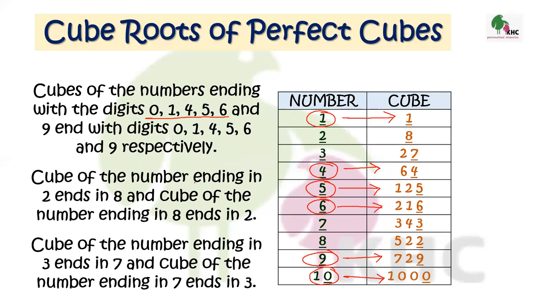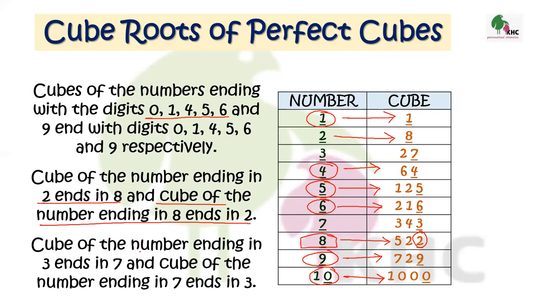Similarly, cube of the numbers ending in 2 ends with 8, and cube of the numbers ending in 8 ends with 2. So 2 is exchanged with 8, right? When you cube a number ending with 2, the cube value will end with 8. And if you cube a number ending with 8, then the cube value will end with 2. So 2 and 8 have exchanged their units digit while calculating the cube value.